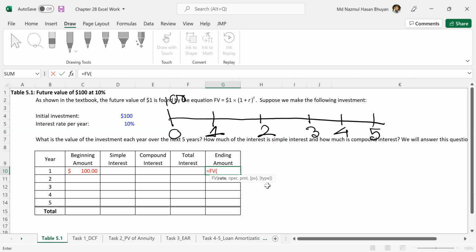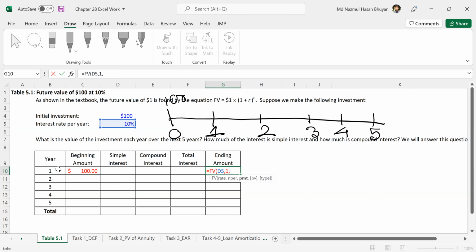Now, to solve this problem, we need to know our periodic rate. In this case, your interest rate compounds per year, so your unit of time here is year. Accordingly, your periodic rate is also 10%. Then N per. Your N per here is just 1 because you want to know the value of this $100 1 year from now. So total number of time periods you have here is year 1 times number of periods per year, which is also 1, equal to 1.